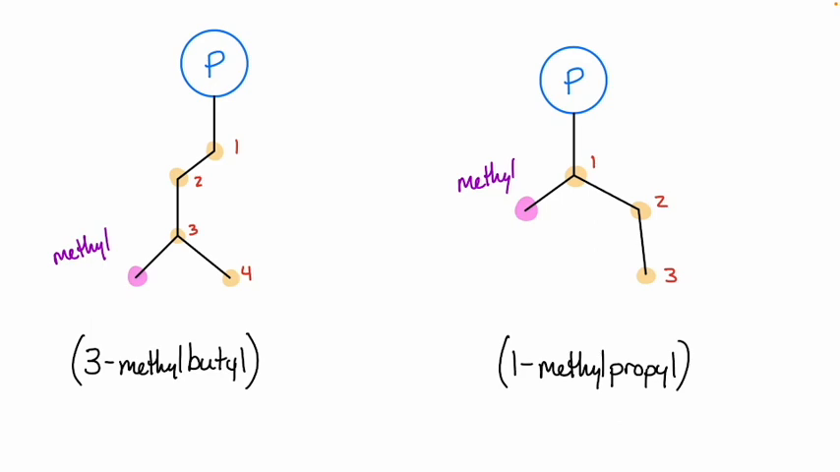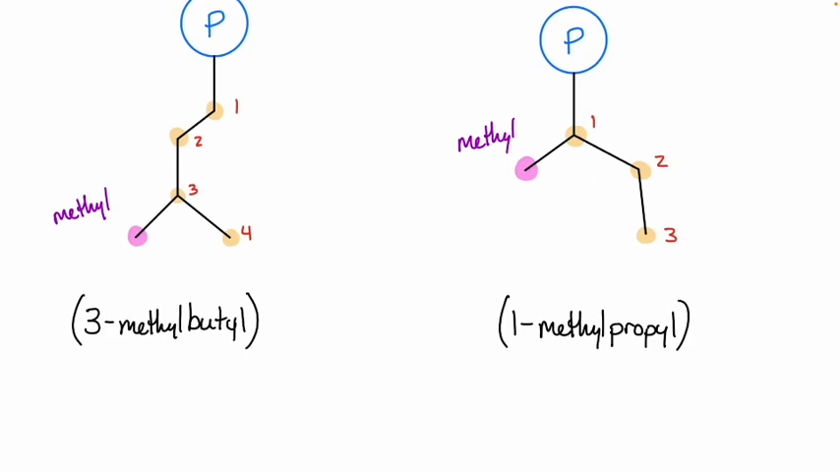Now, to make matters worse, some of these branch groups have what are called common names, names that are widely accepted that don't fit this sort of systematic naming scheme. So for example, this one here is an isopentyl group. This one here is a sec-butyl group. There are a few of these common names that we just have to know. So let's make a cheat sheet of all of these common name branch groups. We're going to arrange them by the number of carbons that they contain.